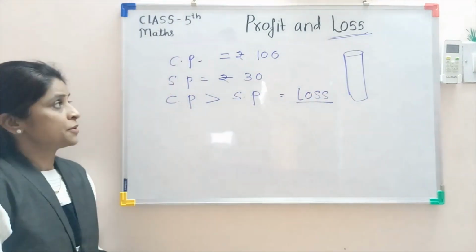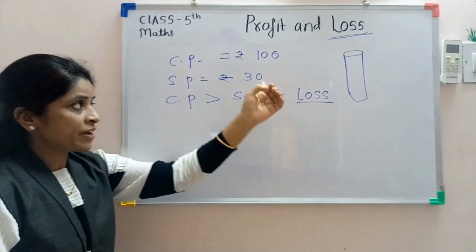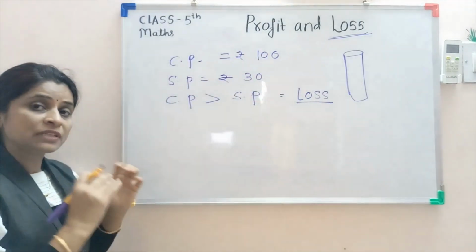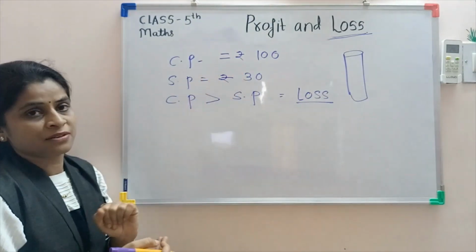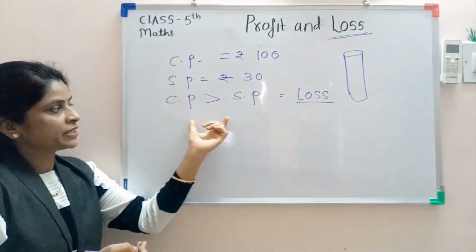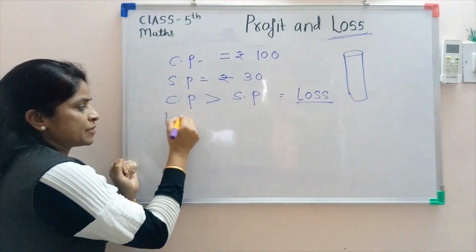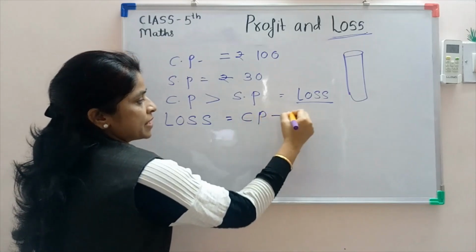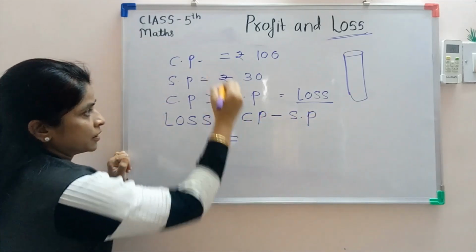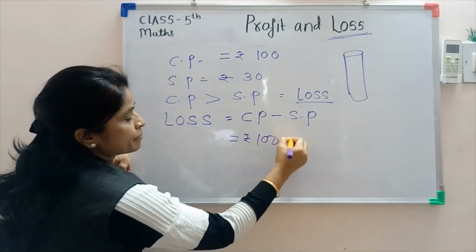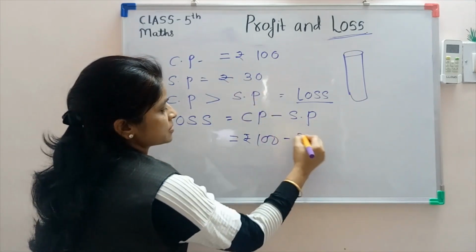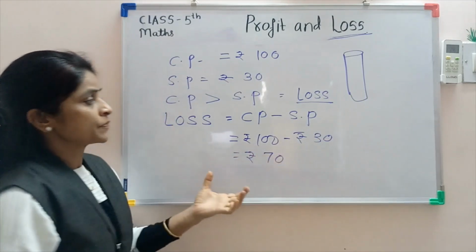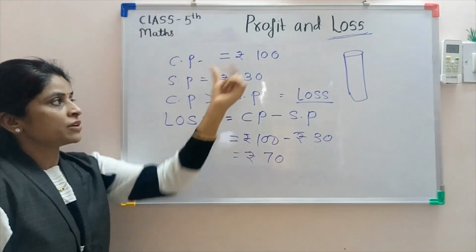There is loss. Means when he purchased or when he bought, the price is more. But when he sold the same thing, the price became less. Okay students, you got this? Means loss is nothing. Here he made the loss. That means the loss is equal to CP minus SP, rupees 100 minus selling price rupees 30. The difference is 70. So he lost rupees 70 on a bottle.